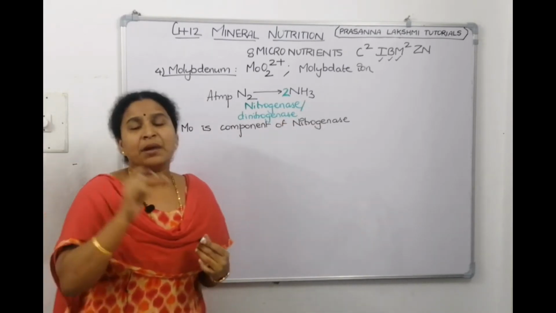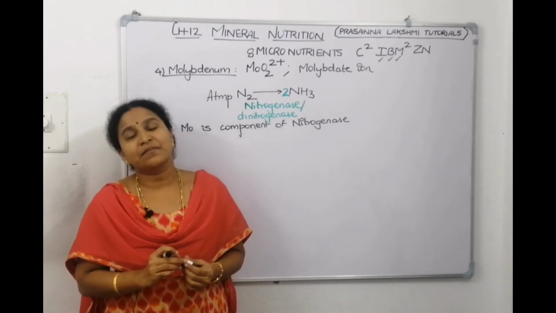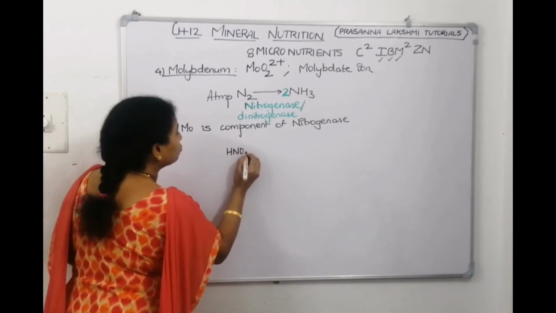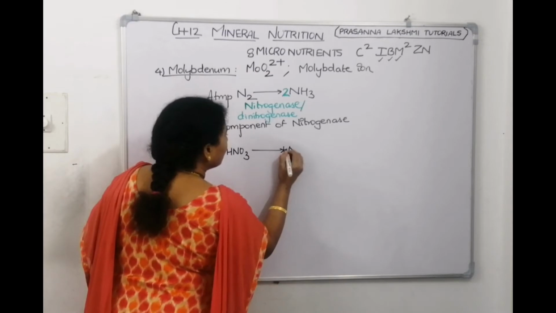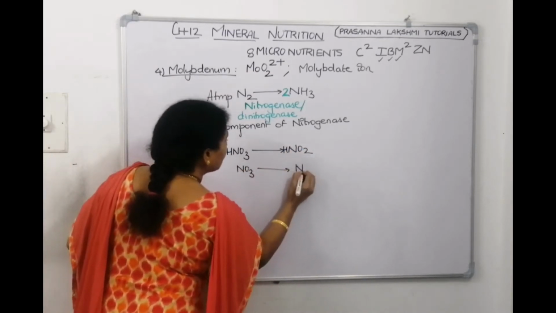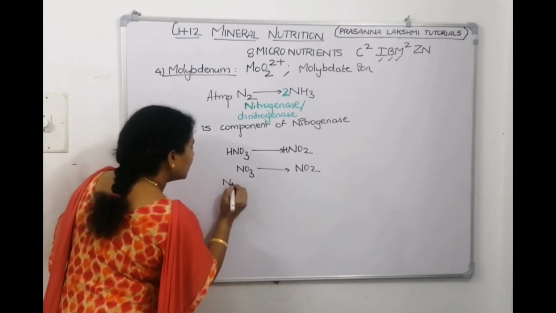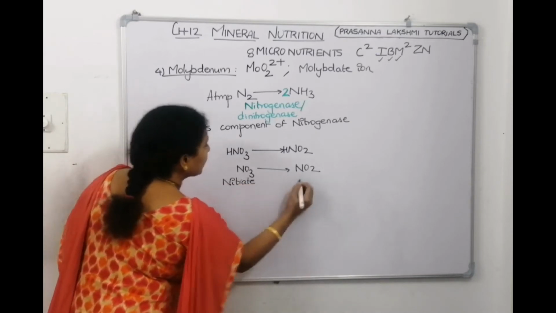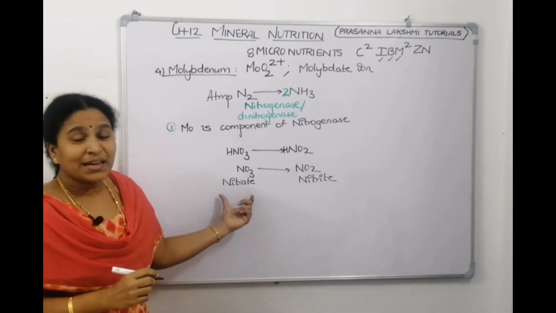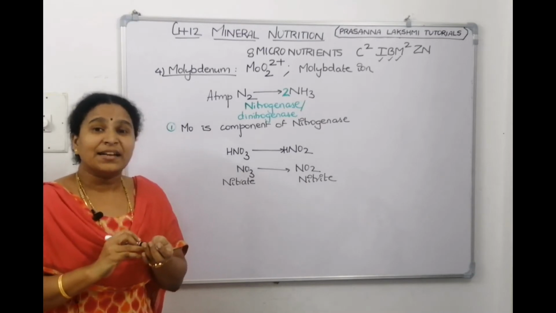And in the same nitrogen cycle, there's one more important reaction where nitrate gets converted to nitrite. Here NO3 gets converted to NO2. What is happening is nitrate gets reduced to nitrite in the presence of an enzyme called nitrate reductase.